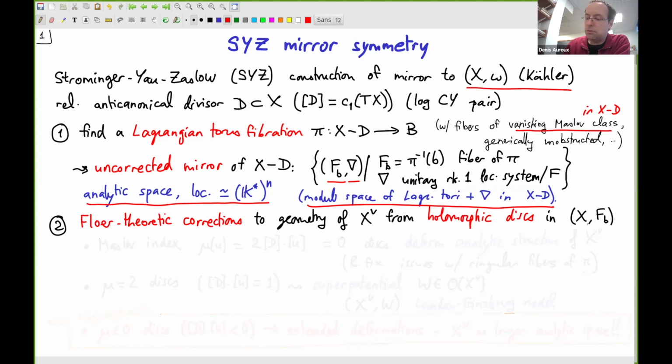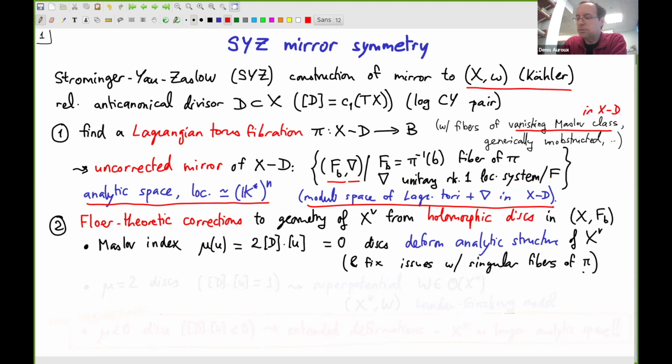And so the way holomorphic disks intervene depends really on the Maslov index, because disks of different Maslov index will have different impacts on the Floer theory. So the starting point: disks of Maslov index 0.